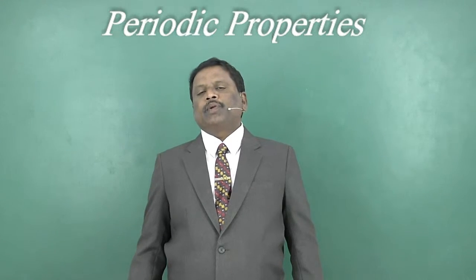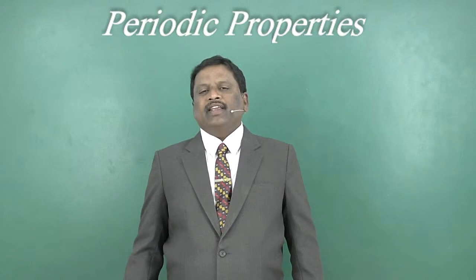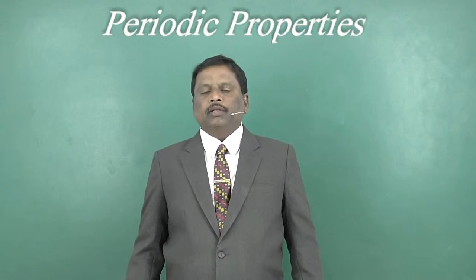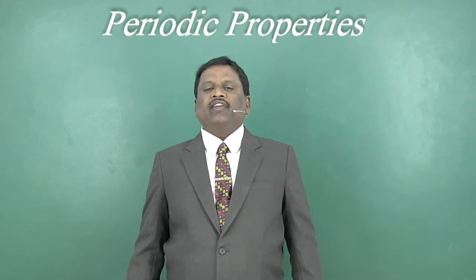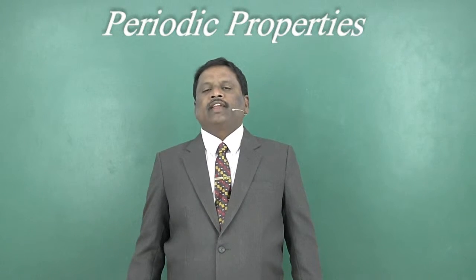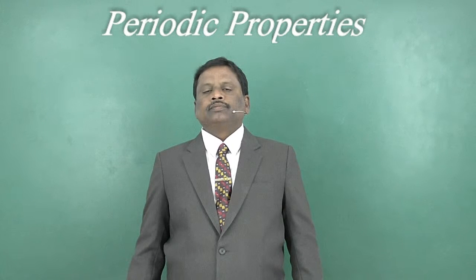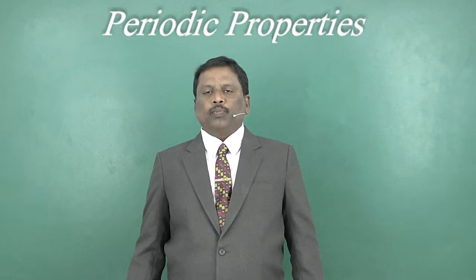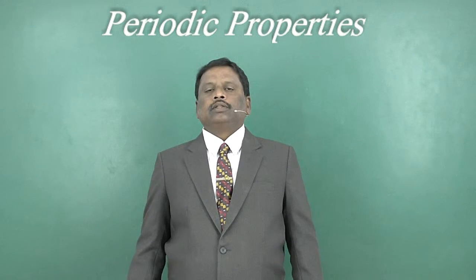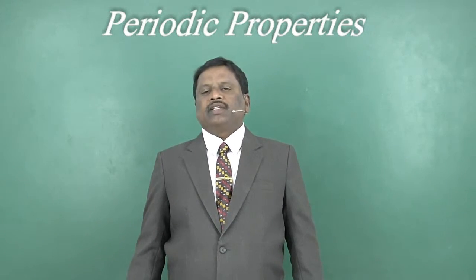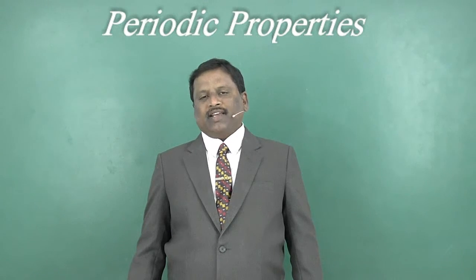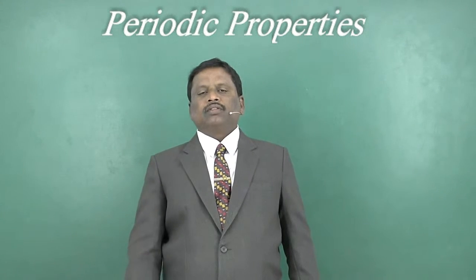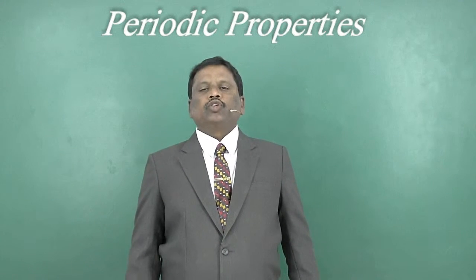The important periodic properties are atomic radius, ionization potential, electron affinity, electronegativity, valency, metallic nature or electropositive nature, and the acidic or basic nature of oxides. Now first let us discuss the atomic radius.